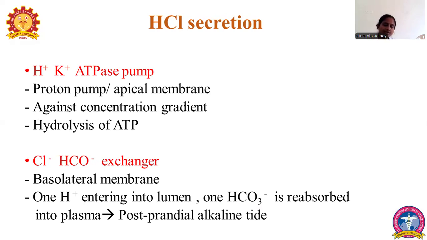And on the basolateral side of the parietal cell, we have the chloride bicarbonate exchanger, which exchanges one chloride ion for one bicarbonate ion. This chloride ion diffuses into the gastric lumen, resulting in the formation of HCl, whereas this bicarbonate is being absorbed into the plasma, thereby increasing the alkalinity of the blood. So, with an increase in the gastric acidity, there is a proportionate increase in the alkalinity of the blood, resulting in the postprandial alkaline tide.